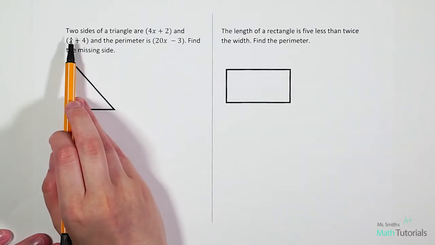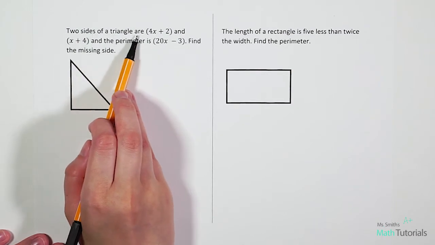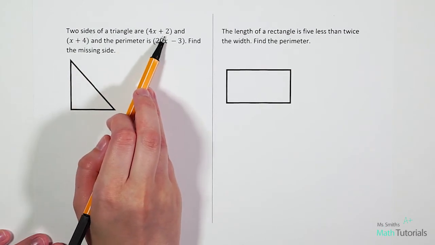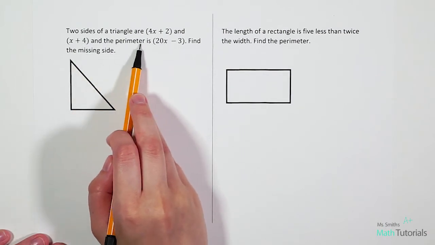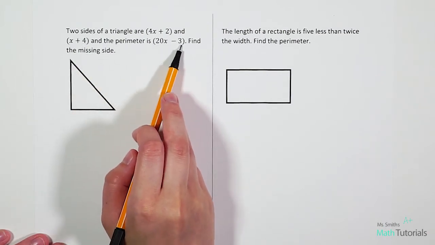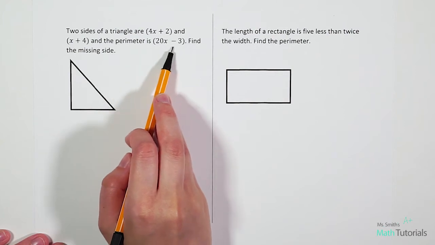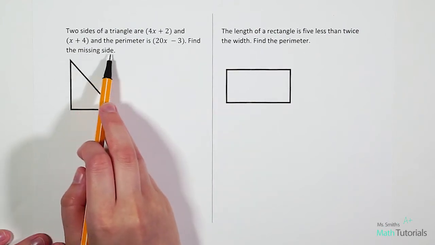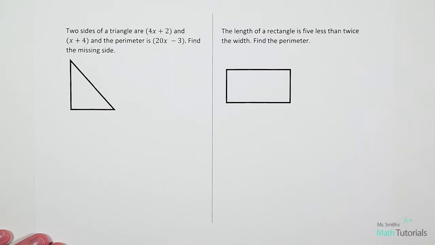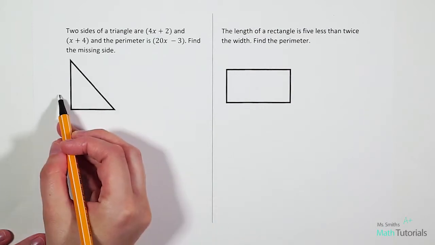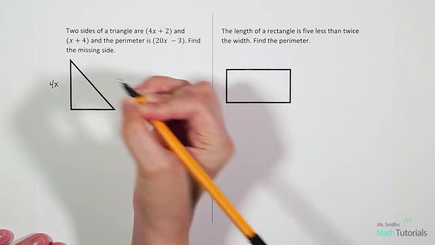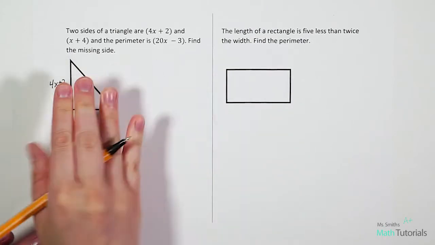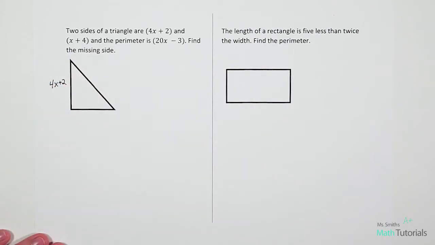For this example, it says two sides of a triangle are 4x plus 2 and x plus 4. And the perimeter is 20x minus 3. This time they gave us the perimeter. Find the missing side. If we know that one side is 4x plus 2, and it doesn't really matter what side you label, this is just a visual representation to help us organize our thoughts.